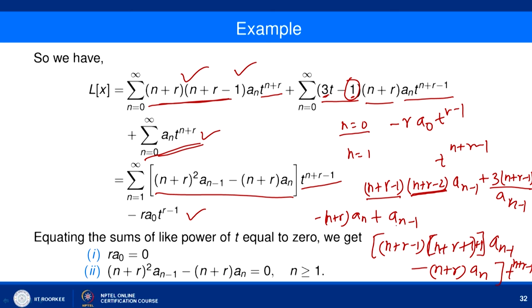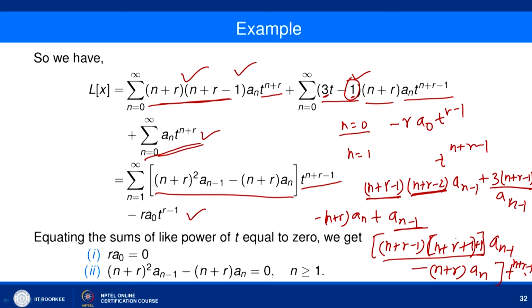So, here we are writing a n minus 1, and the term corresponding to t to the power n plus r minus 1 we are getting from this, then we are getting minus n plus r a n. When you simplify n plus r minus 1 into n plus r minus 2 plus 3 n plus r minus 1 plus 1, we write it like this. So n plus r minus 1 into n plus r plus 1 into a n minus 1 minus n plus r a n into t to the power n plus r minus 1.